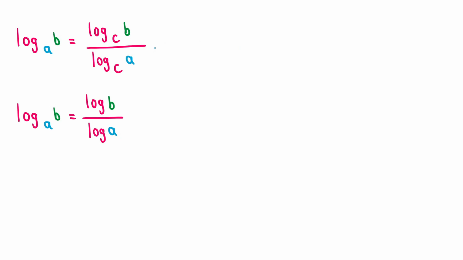So in a previous video, I introduced the change of base rule for logarithms, which states log base a of b equals log base c of b over log base c of a, where c is any valid base. This is useful for rewriting any logarithm in terms of logarithms of any other base. A special case of this is the change of base rule for common logarithms, or logarithms of base 10, which states log base a of b equals log of b over log of a.